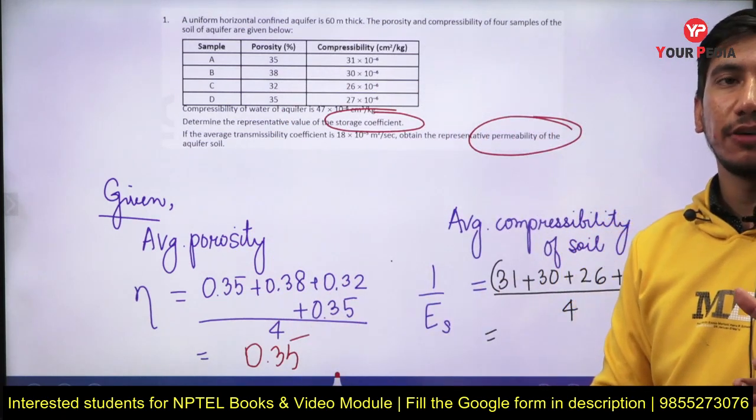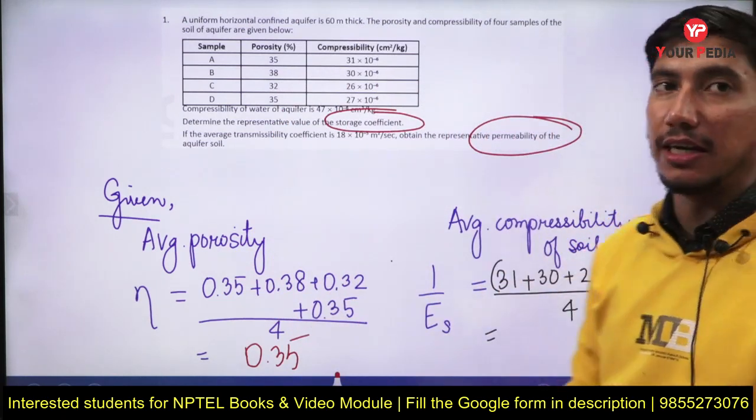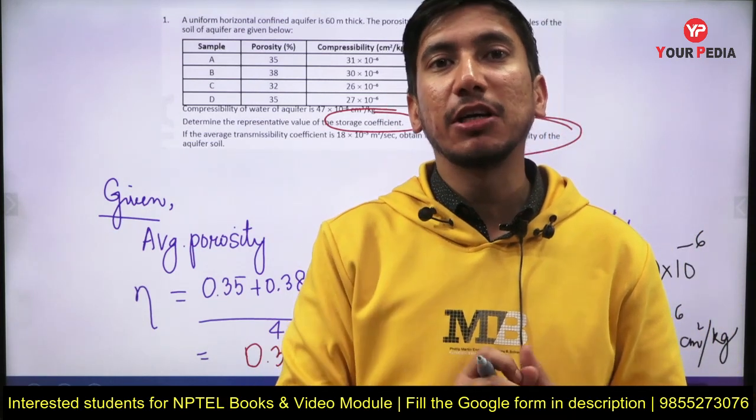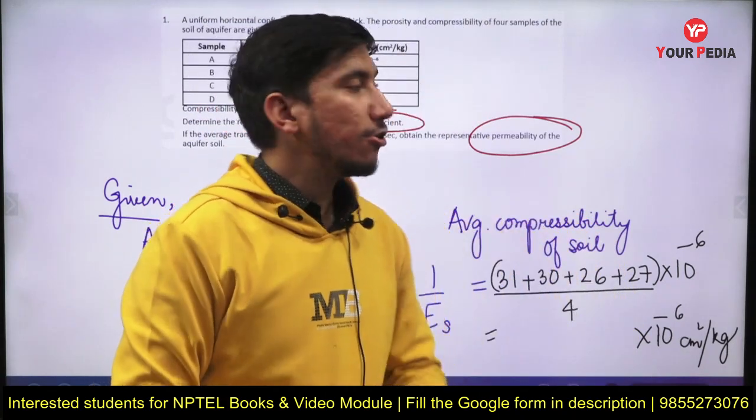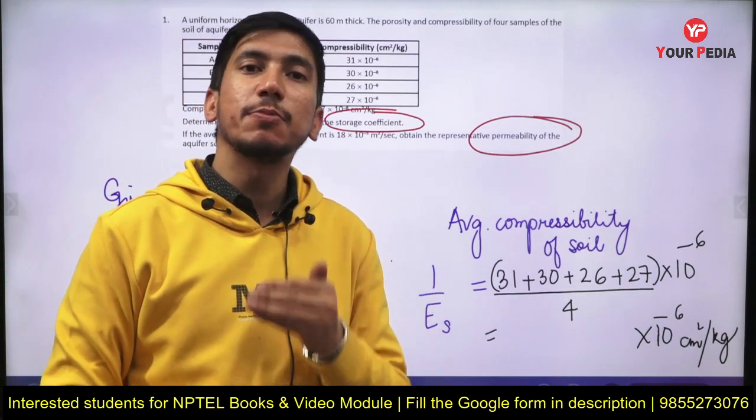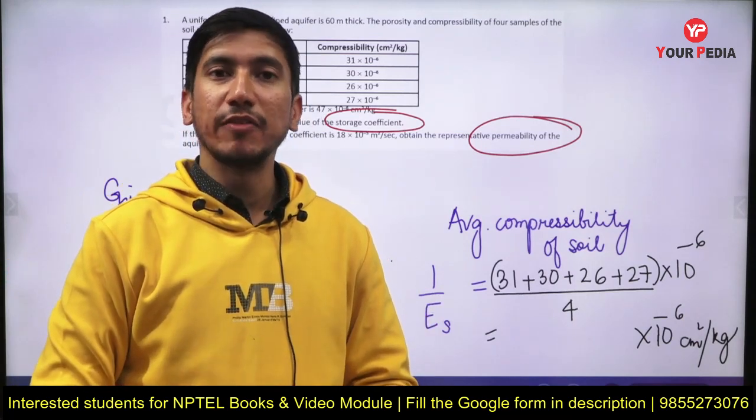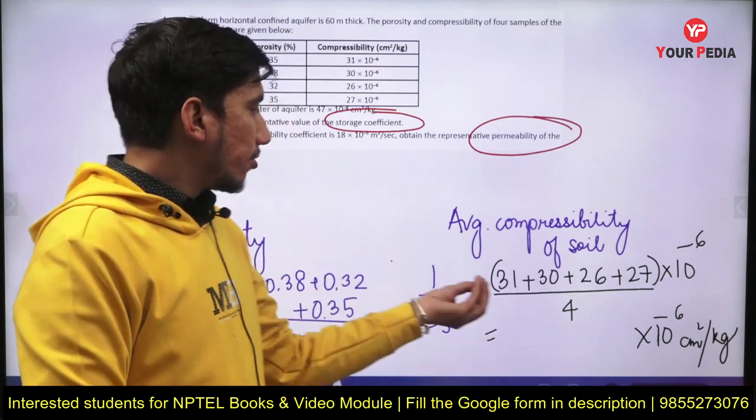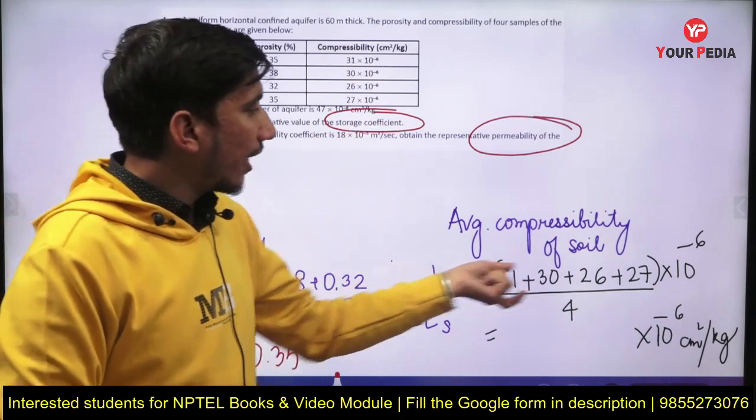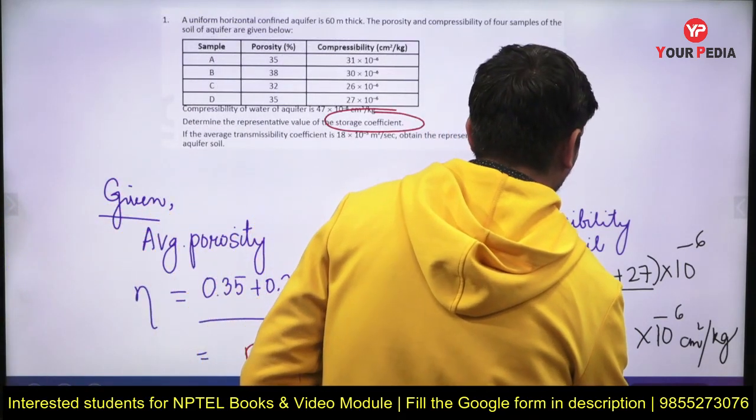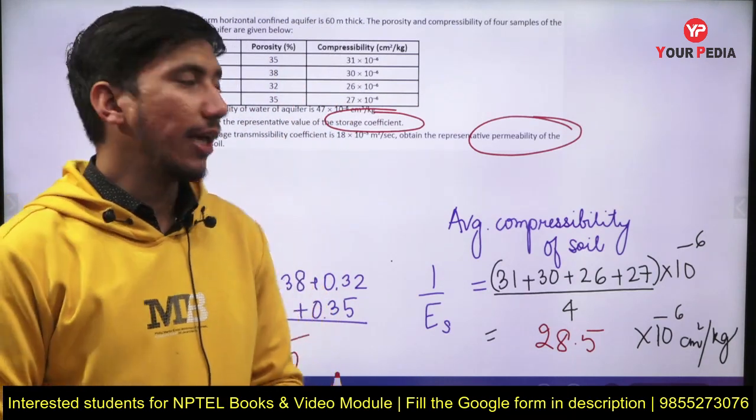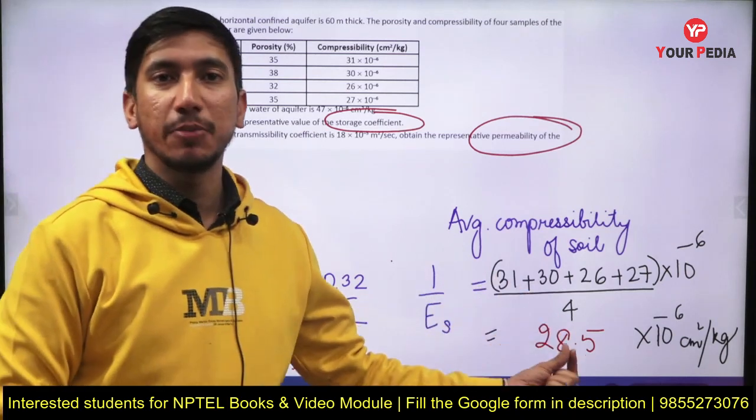Then the second thing that I calculated was the average compressibility. Now what is compressibility? Compressibility is the ease by which a material can be compressed easily. Okay, so compressibility is basically the reciprocal of bulk modulus of a material. So when we do the reciprocal, we get the compressibility. So the compressibility of the soil, average compressibility, these 4 values are given. I took the average. This comes out to be 28.5 into 10 raised to power minus 6 centimeter square per kg. Okay, so this is average porosity, this is average compressibility.